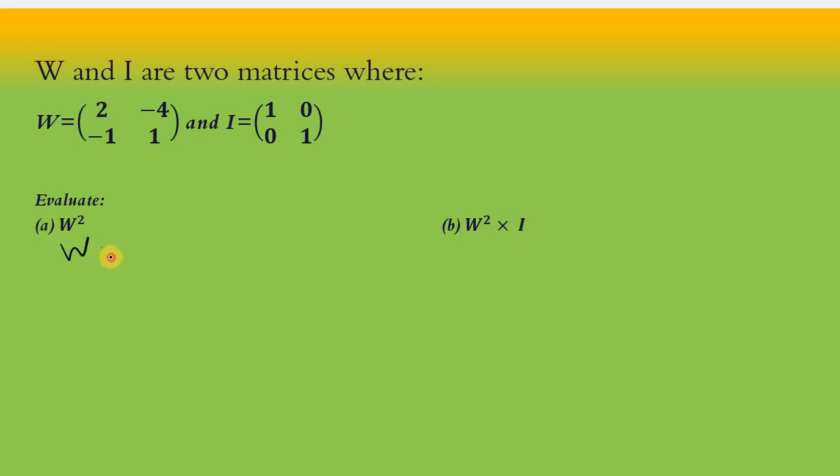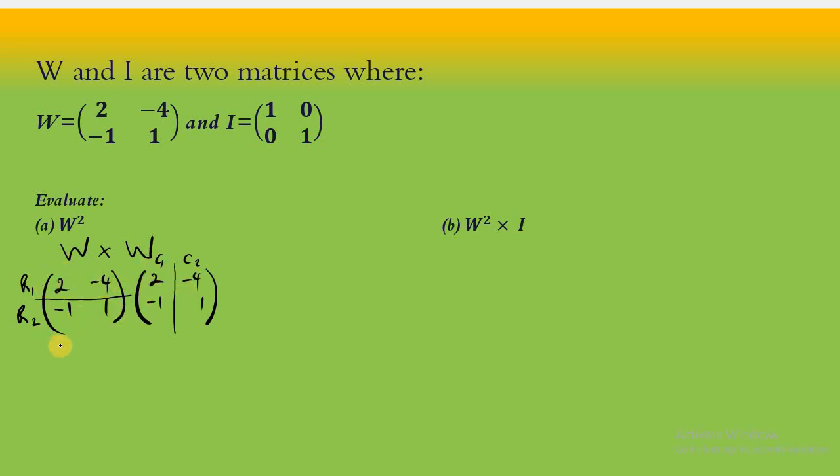So let's do that. So matrix W multiplied by matrix W, and there's a particular way in which we multiply two matrices. Well, we're going to divide the first matrix into rows and the second matrix into columns. This is row 1, row 2, going top to bottom. And this is column 1, this is column 2, going vertically from left to right. Then we're going to multiply row 1 by column 1.